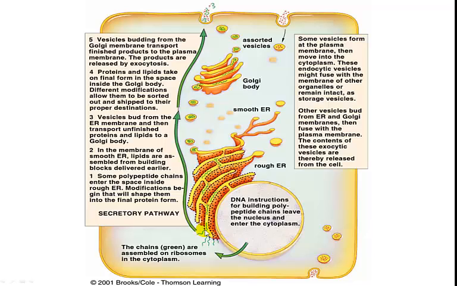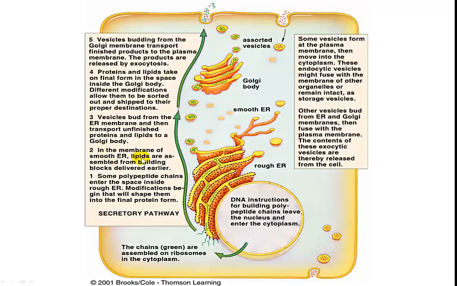It's all happening right at the ER membrane, and then the protein only goes into the lumen or is immediately inserted into the membrane of the ER if it's a membrane-bound protein. Either way, shuttled ultimately to the Golgi. So the secretory pathway: some polypeptide chains enter the space inside the rough ER. Modifications begin that will shape them to the final protein form, post-translational processing.